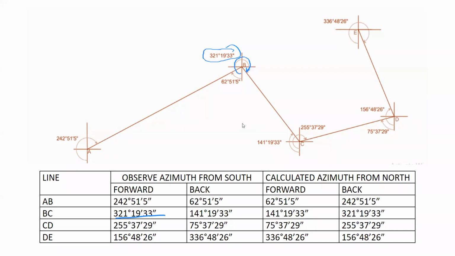So, para makuha yung backward azimuth nito, diba? Ang backward azimuth nito, magsisimula siya dito. So that will be your back azimuth. Diba? Ito yung back azimuth natin. So paano natin ito i-compute? Since this is greater than 180 degrees, magma-minus tayo ng 180 degrees para makuha natin itong angle na to. So 321 degrees, 19 minutes, 33 seconds minus 180 degrees, meron tayo nakuha 141 degrees, 19 minutes, 33 seconds. Okay?